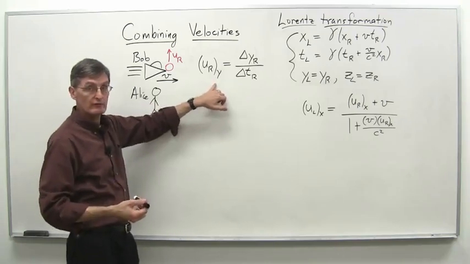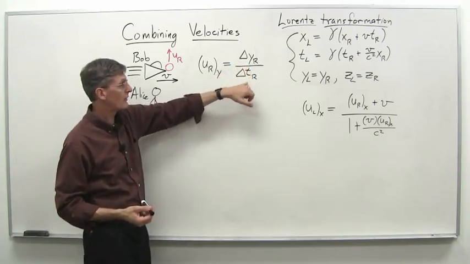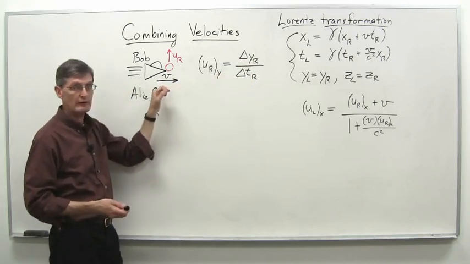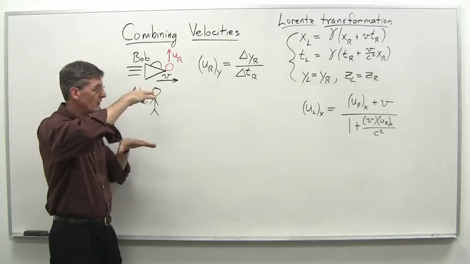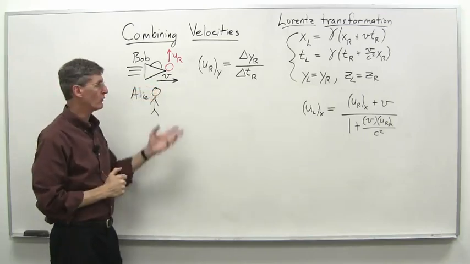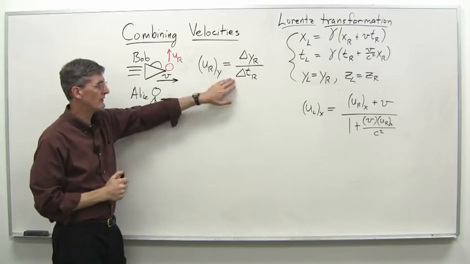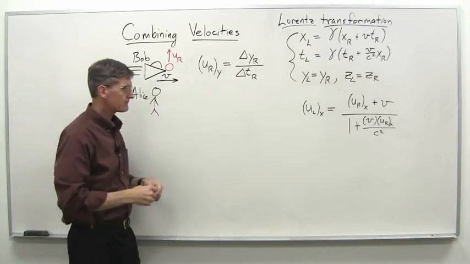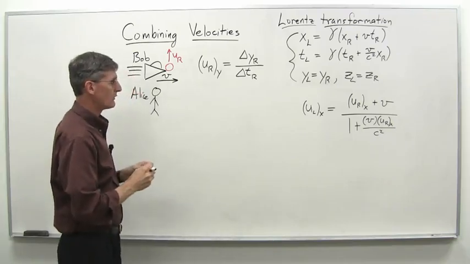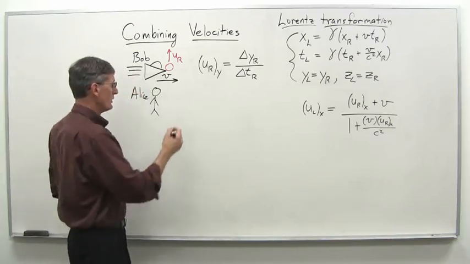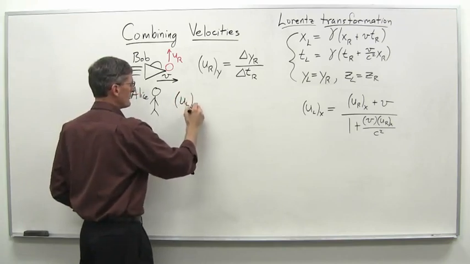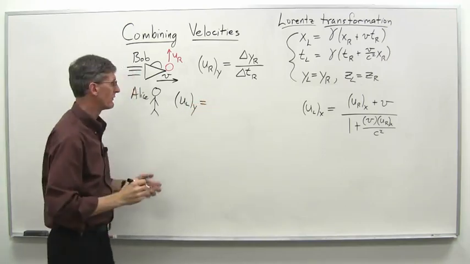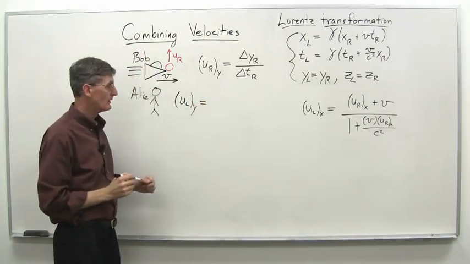And of course, the definition of velocity, delta y sub r over delta t sub r. This is for Bob now. He says, how far does it go in the y direction, and what's the elapsed time for how far it's going in that direction? That's going to be the definition of the velocity. So now let's write down a couple of equations for u sub ly. That's what we're after here. What does Alice observe the velocity in the y direction to be?